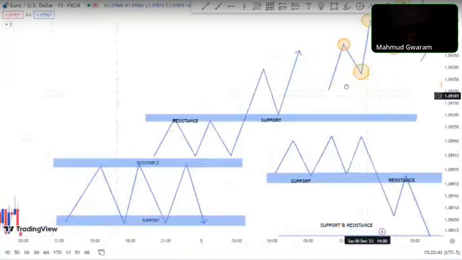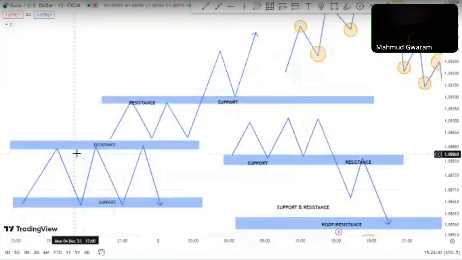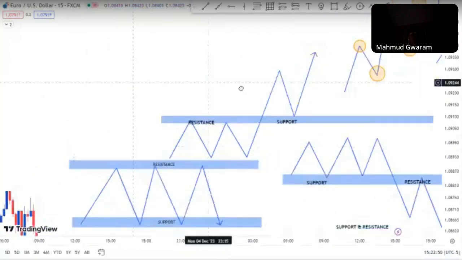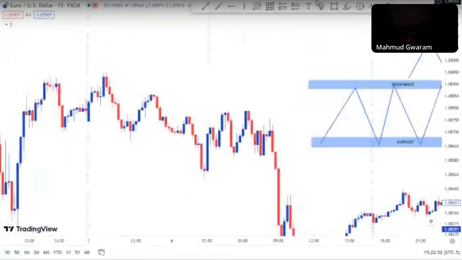So these are the three strategies we'll be focusing on today. The normal ranging market, support and resistance. Resistance becomes support and support becomes resistance. All right, let's jump to the chart and see what we can do.